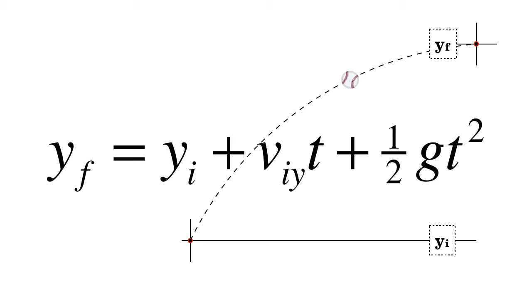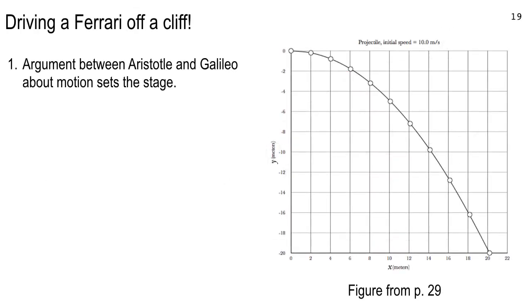Now, if you have a Ferrari driving off a cliff, you've got some horizontal motion. So if he's going 50 miles an hour at the top of the cliff, and then he goes off the cliff. Side note number one, a preliminary side note before we even get into number one in the regular part of the notes: the horizontal speed of the Ferrari stays 50 miles an hour until he hits the ground.